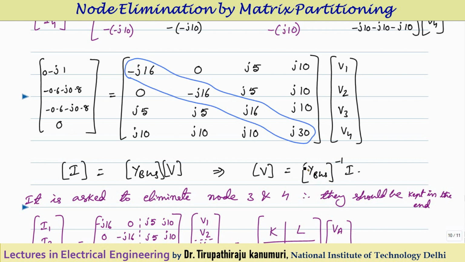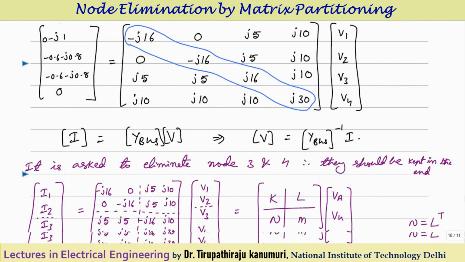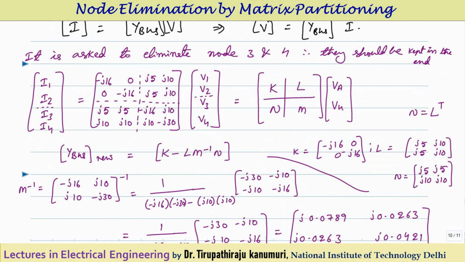So V will be equal to Y bus inverse into I, because when Y bus goes to this side it becomes inverse. Getting it? So calculate the inverse and calculate it. Here my major concern is to eliminate the nodes. It is asked to eliminate node number 3 and 4, and as 3 and 4 should be eliminated, these two nodes should be kept in the end. Fortunately, in this example, 3 and 4 are already at the end.